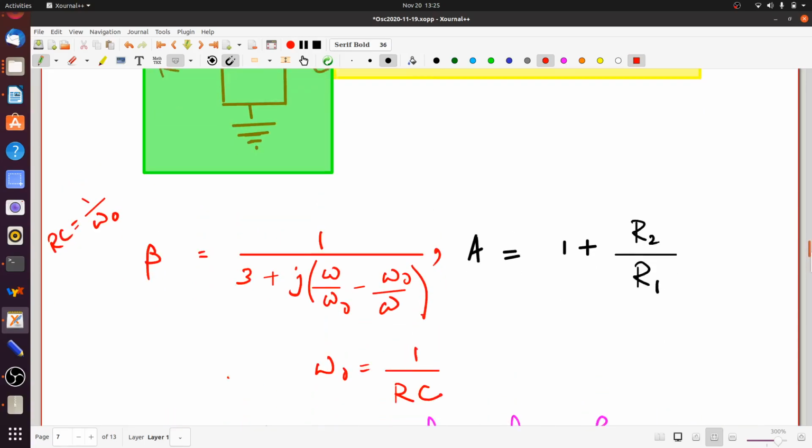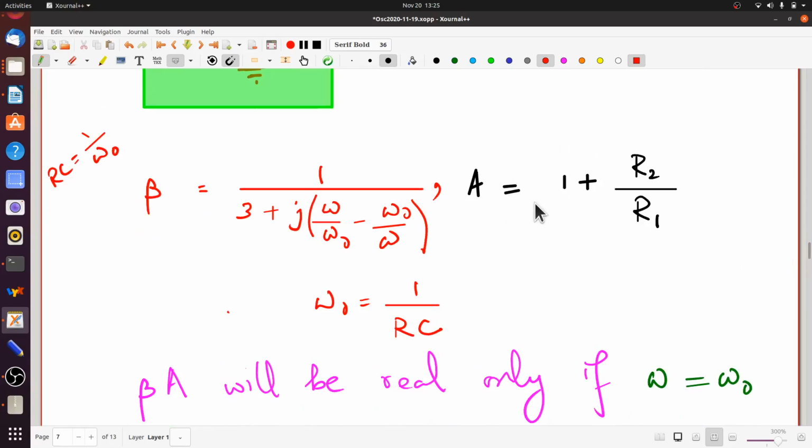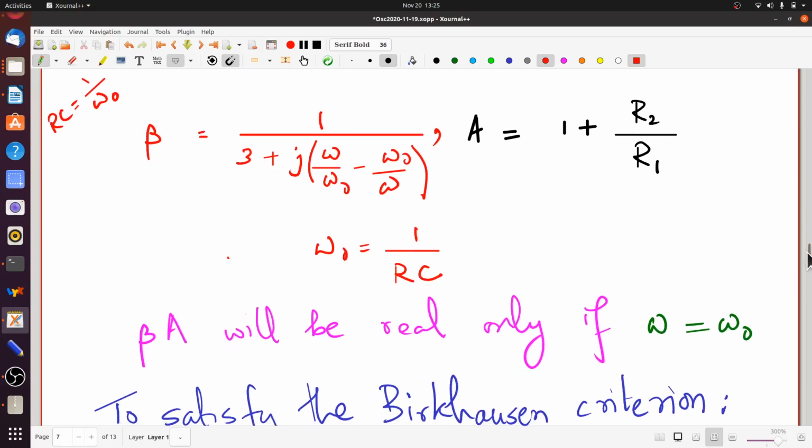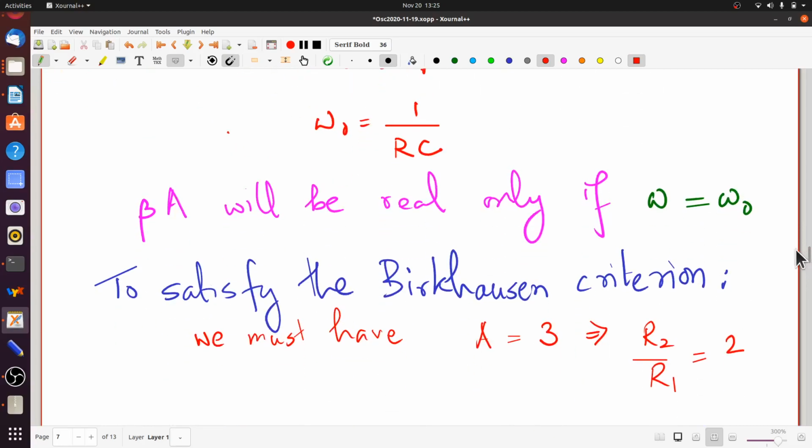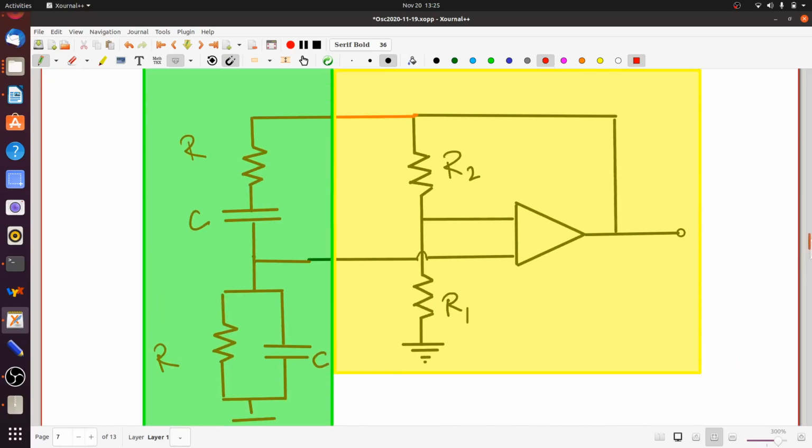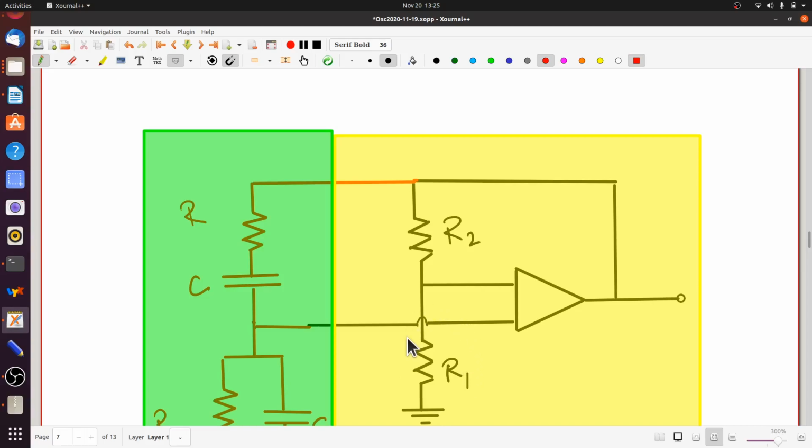So beta A will be real, which is what you want. A, remember, is already real. Beta A has to be real for the Barkhausen criterion to be satisfied. That will happen only if this bracket vanishes, and this bracket vanishes only for omega equals omega 0. So the circuit will oscillate only at omega equal to omega 0. And for beta A to be equal to 1, that is for the Barkhausen criterion to be satisfied, we need the gain to be 3, so R2 by R1 must be 2. So the ratio of the two resistances that you choose must be 2. The feedback resistance here must be twice this resistance.